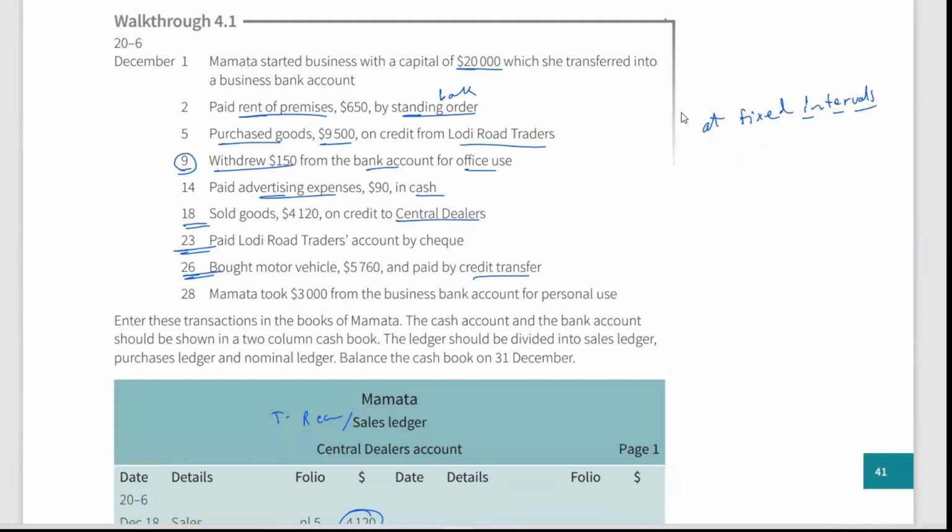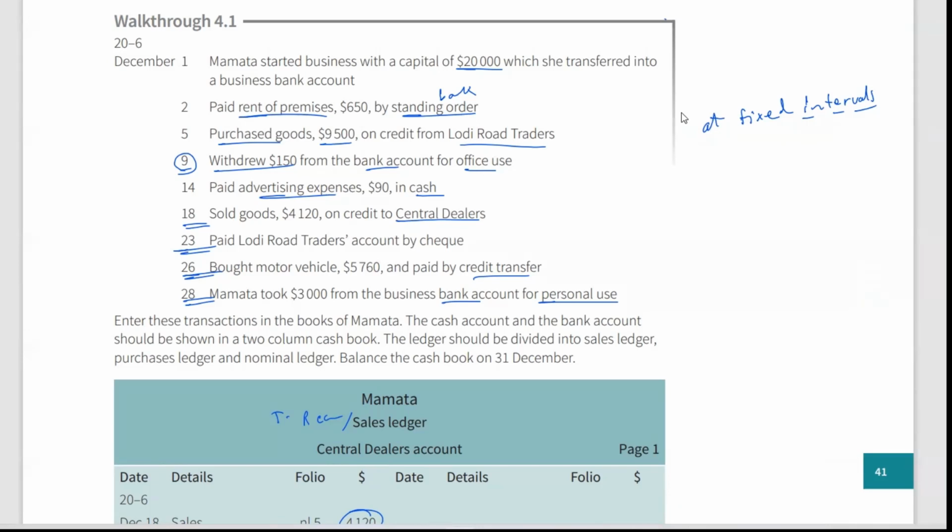Mamata took 3,000 from the business bank account for personal use. Okay, Saleh, I think you mixed these two up, because you were talking about drawings. I think this one is about drawings, number 28. So Mamata took 3,000 from the business bank account for personal use. What are the two accounts involved here? The bank account and the drawings account. Very good. And so yes, drawings account. I meant number 28. You got confused, I think. You read this half and then you read this part. Anyway, so you were right in that case.